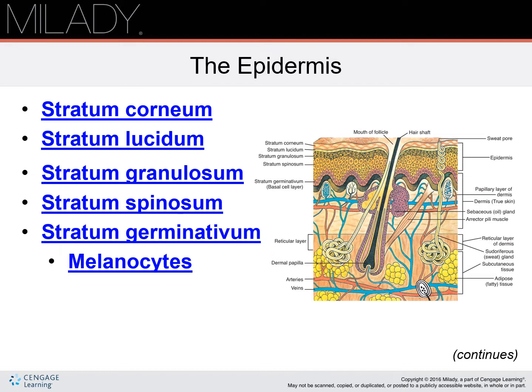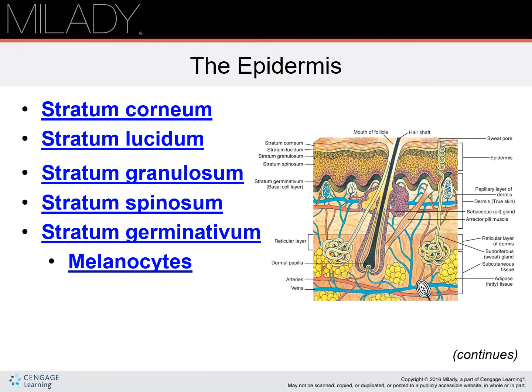The stratum granulosum. This is also the layer of the epidermis that is composed of cells that look like granules. These granules are filled with keratin. The cells die as they are pushed to the surface to replace dead cells that are shed from the stratum corneum.